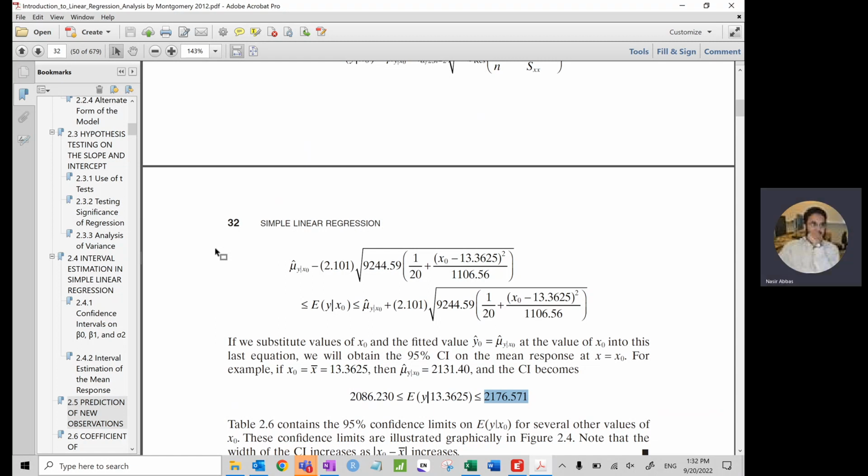Yes. I'm going to assume that the X naught is equal to. It's where you are interested. It depends upon where are you interested. Where do you want to predict? Where do you want to estimate?